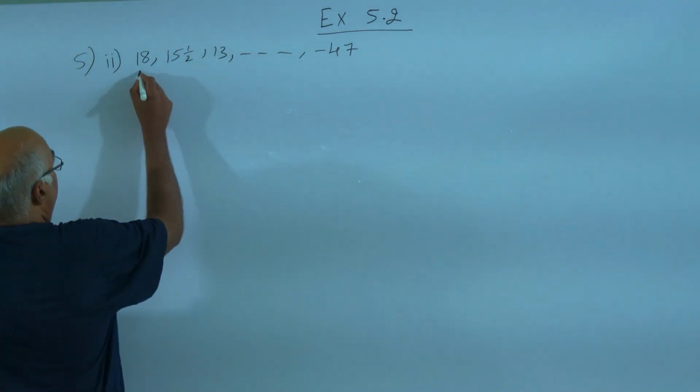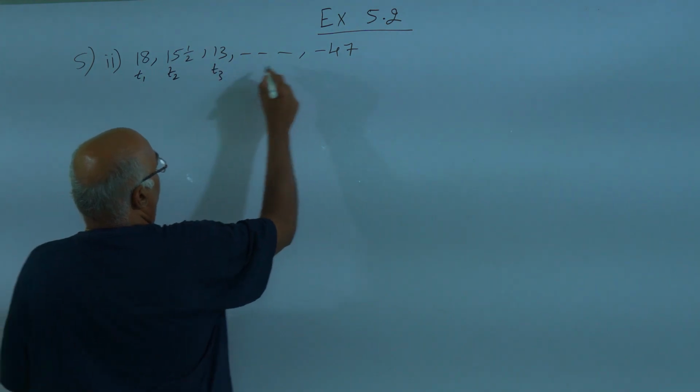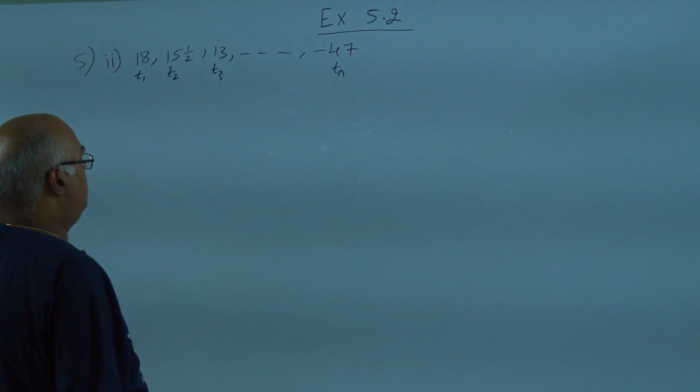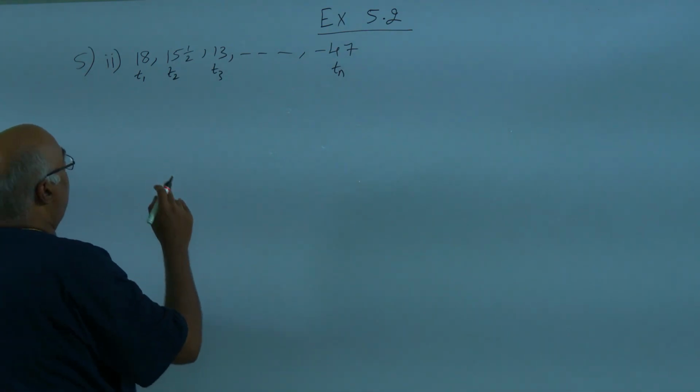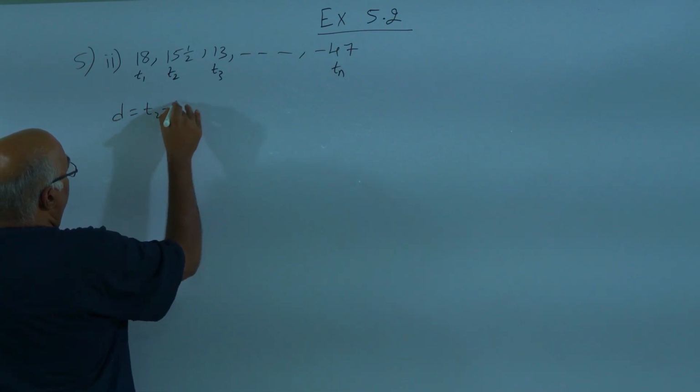So this is T1, this is T2, this is T3, and this is Tn. Assume that this is the nth term, the last term. So first we have to find the common difference. So now d is equal to T2 minus T1.